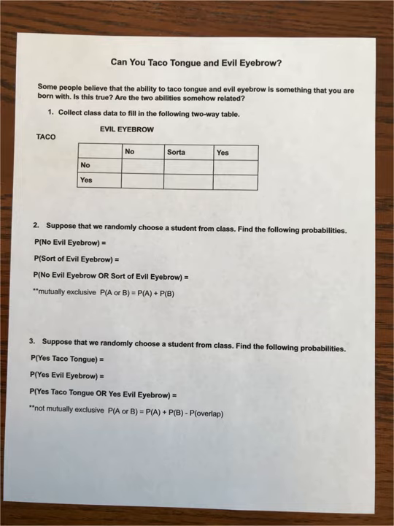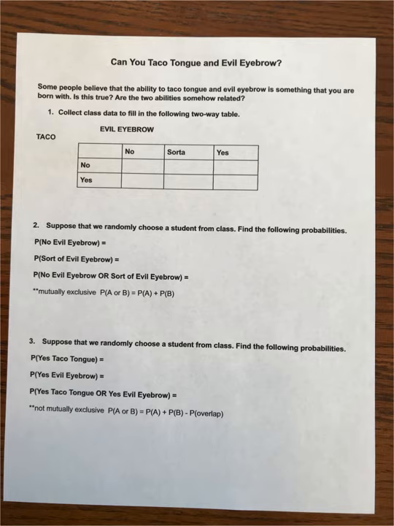All right. So we're going to go through part of this. I'm going to give you part of this because we're not in class to do it. Some people believe that the ability to taco tongue and evil eyebrow is something that you are born with. Is this true? Are the two abilities somehow related? Well, this is just a generic example of what we can do. So, let's go through this together. I'm going to give you some of the information to start with.